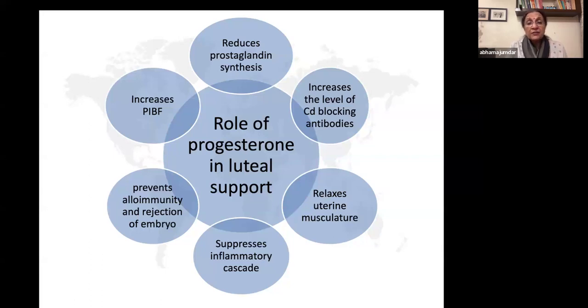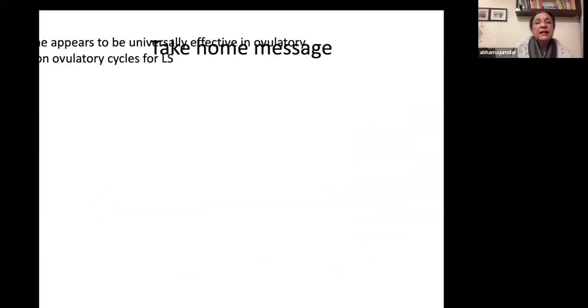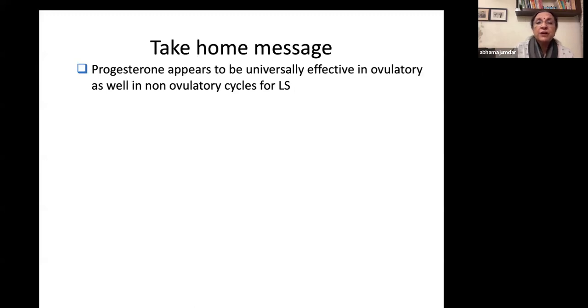It suppresses the inflammatory cascade. So it is anti-inflammatory. This is the very important role of progesterone, being anti-inflammatory, prevents alloimmunity and rejection of the embryo, and increases PIBF, progesterone-induced blocking factor. So having said that, the take-home message is progesterone appears to be universally effective in ovulatory as well as non-ovulatory cycles for luteal support.